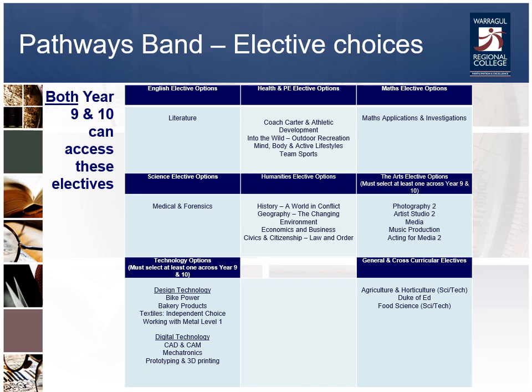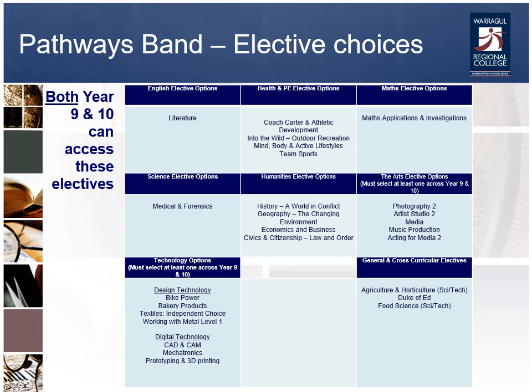So English has literature. PE has Coach Carter and athletic development, Into the Wild, outdoor recreation, mind, body and active lifestyles, and team sports. Maths options are maths applications and investigations. Science has medical and forensics. Humanities offer history, a world in conflict; geography, the changing environment; economics and business; civics and citizenship, law and order.